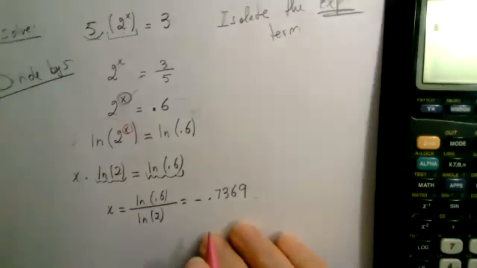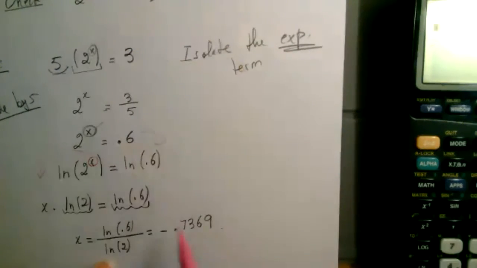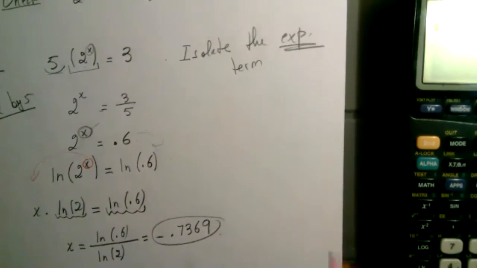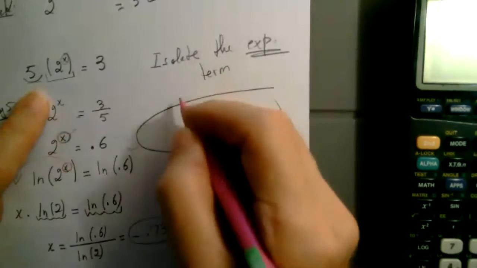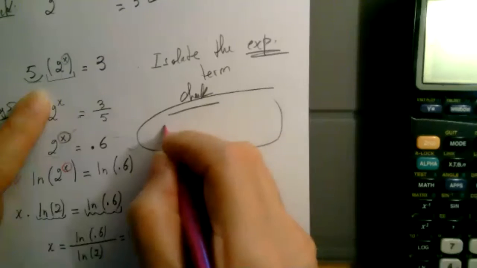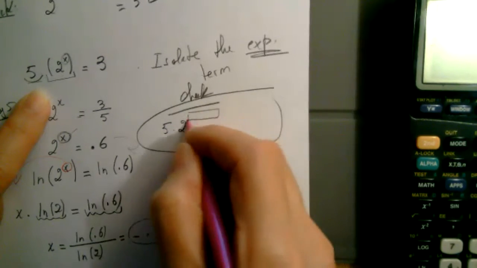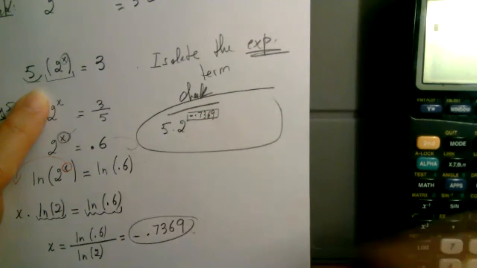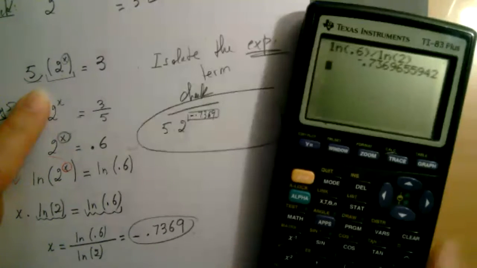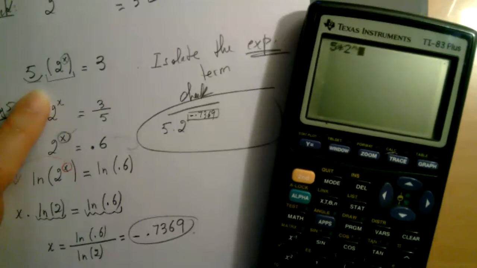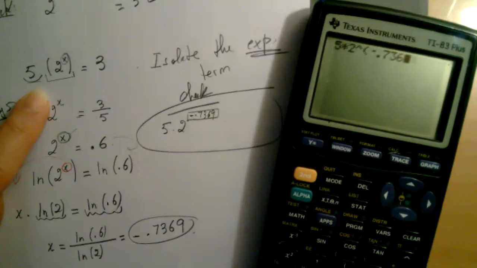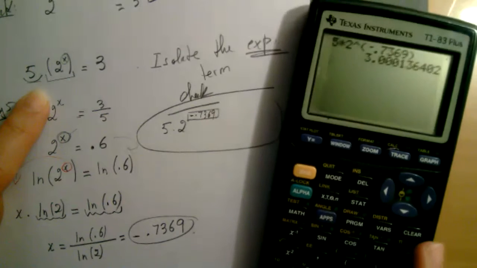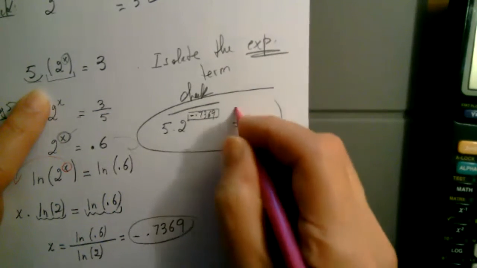Okay, and now we can check. It means I plug in this value of x in here, and I get 3. So let me check, just to make sure. I'm going to take 5 times 2, and I'm going to raise it to the power negative 0.7369. And am I getting what I want? So I will do it right here: 5, times 2, to the power, I open my parentheses because I have a negative sign, negative 0.7369, I close it, and I'm getting 3.0001, which is basically almost a 3, end of the problem.